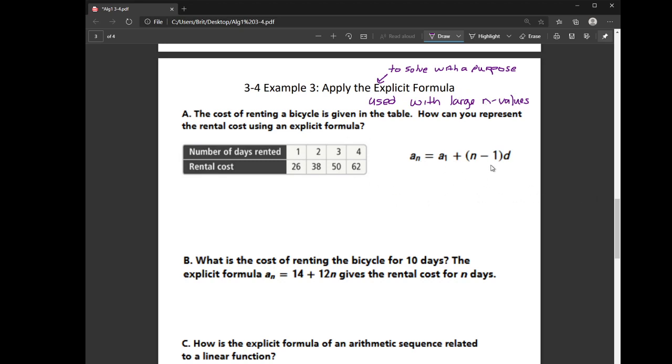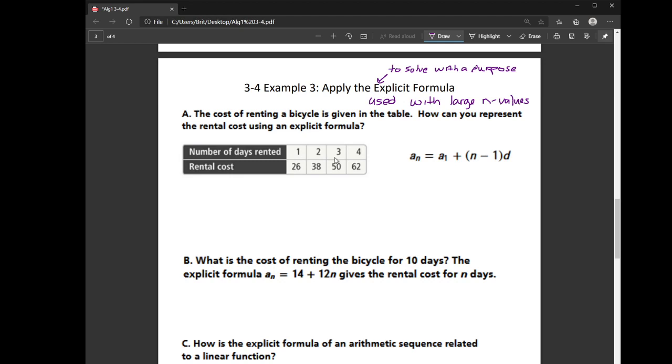All right, and this is the general look of the explicit formula. Now notice that I don't have a second formula, right? Recursion needed 2 because you had to state what your A1 was. But the explicit formula has your A1 and your D built in, which is kind of cool.